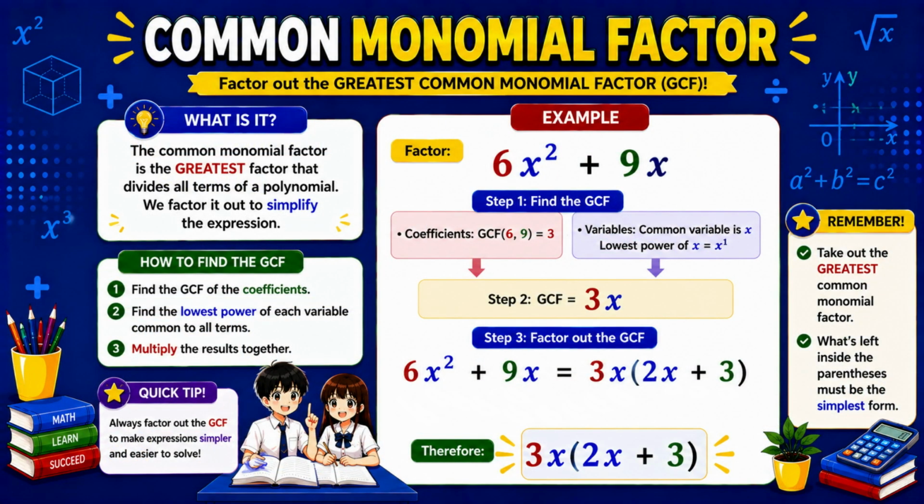Both terms have 3x as the common factor. We take 3x outside the parentheses. Dividing 6x squared by 3x gives 2x, and dividing 9x by 3x gives 3. Therefore, the factored form is 3x times 2x plus 3.